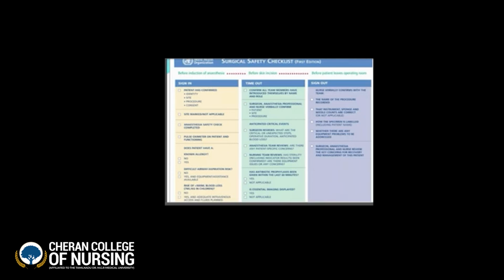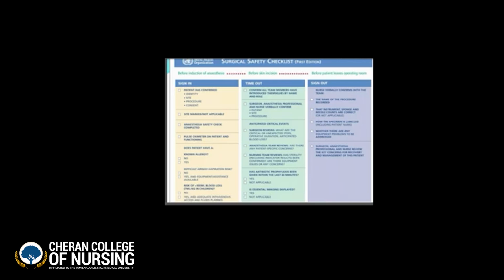And does the patient have any known allergic reaction, any difficulty in airway or aspiration risk, or any risk of blood loss, where the blood loss is more than 500 ml. Okay, so all this we want to make sure in sign in.